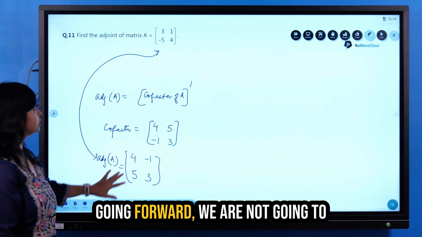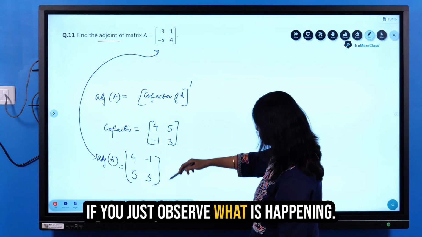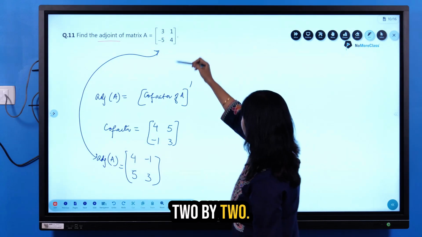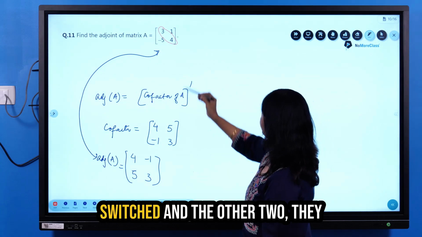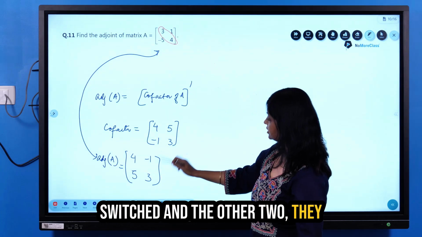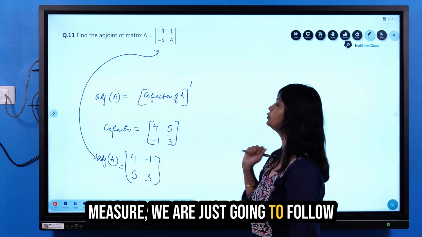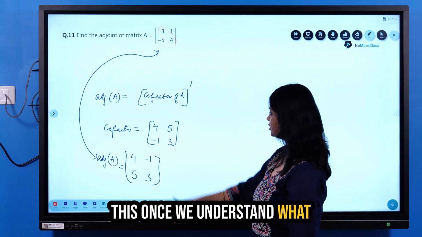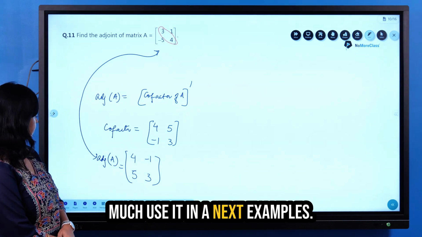But going forward, we are not going to do all this for a 2 by 2 matrix. If you just observe what has happened in 2 by 2, the diagonal elements, they got switched, and the other two, they just were multiplied with -1. So going forward, any 2 by 2 matrix, we're just going to follow this. Once we understand what happened, we can pretty much use it in our next example.